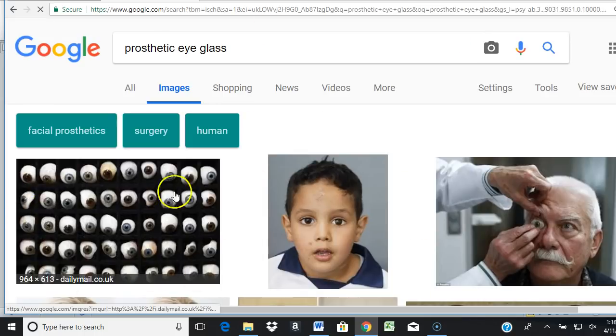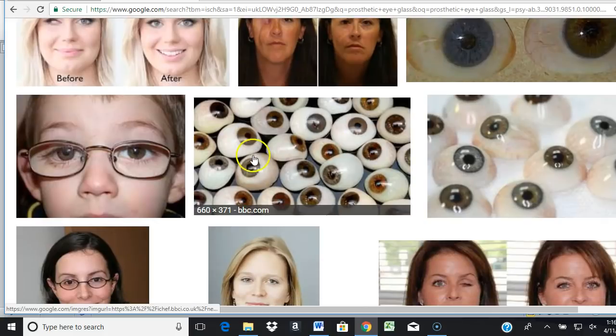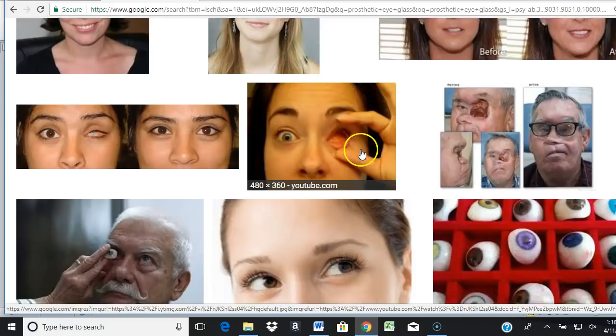So again, these are all different prosthetic eyes. They fit directly to the patient. And so you can see, again, a whole bunch of different ones here. And they are painted so that it basically matches the person's other eye. It's usually hand painted.